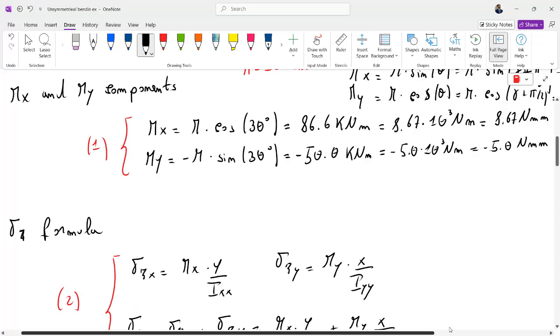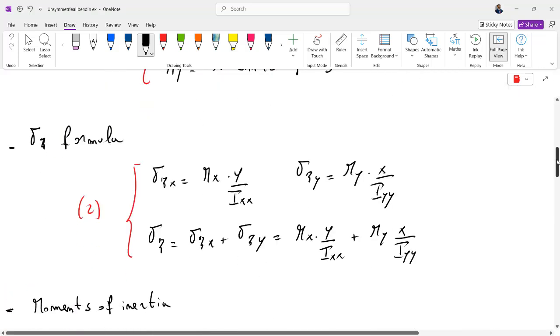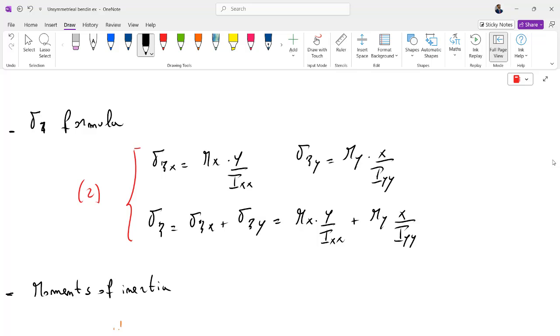And so we have these numbers of mx and my, converted from Newton times meter to Newtons times millimeter. So now we can move on to the sigma z formula. We have a sigma z for the x direction and a sigma z for the y direction. Sigma zx stays x for mx and the moment of inertia Ixx, but we can switch also this.